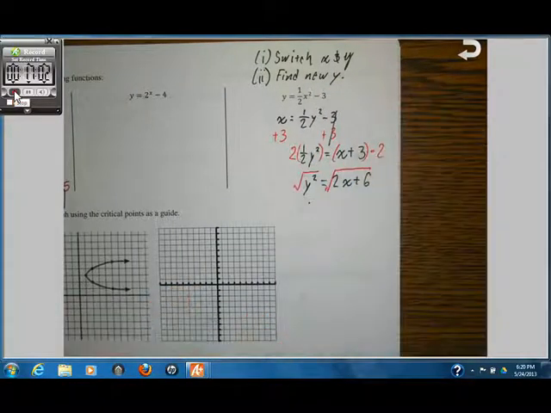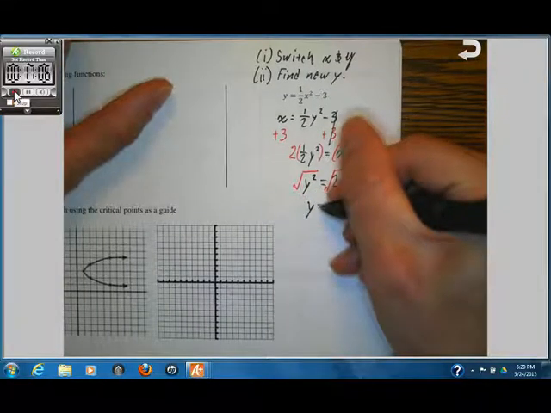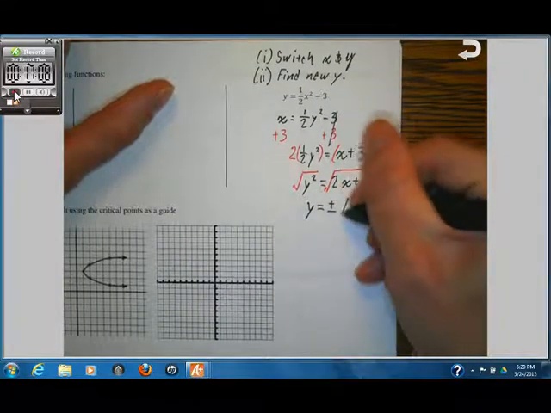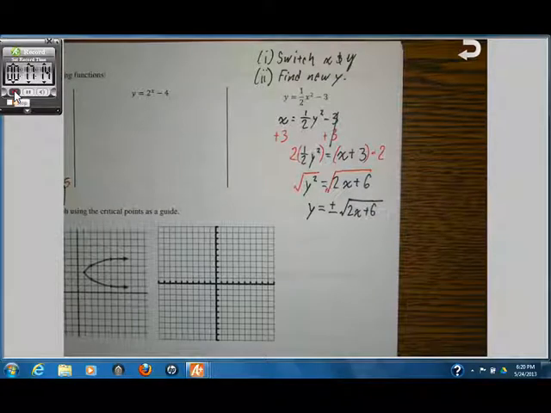Okay, now for the fun one. y is equal to 2 to the x minus 4. So, once again, we say, alright, x is equal to 2 to the y minus 4. First thing you want to do, cancel your constant. So now you've got 2 to the y is equal to x plus 4. Now I put myself a space there very conscientiously.